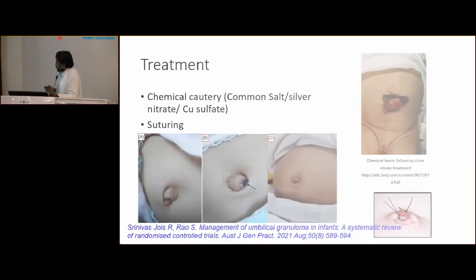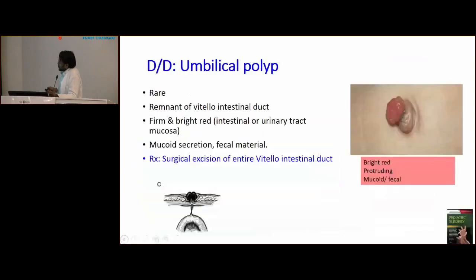The differential is an umbilical polyp, which is a very, very rare entity, a remnant of the vitello-intestinal duct, and it's a firm, bright red mass, which is either intestinal tract or urinary tract mucosa. So mucoid secretion is usually seen, unlike here, which is a serous secretion, and fecal material may be seen at the opening of the lesion.